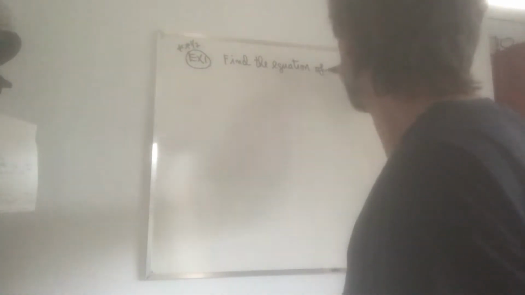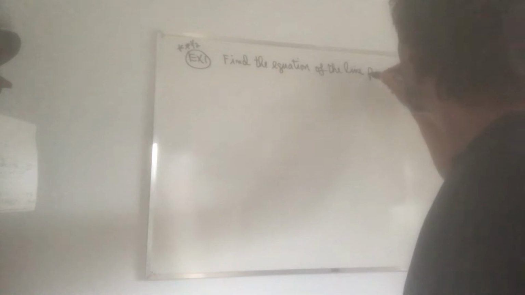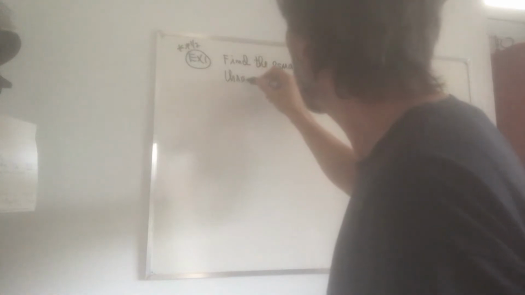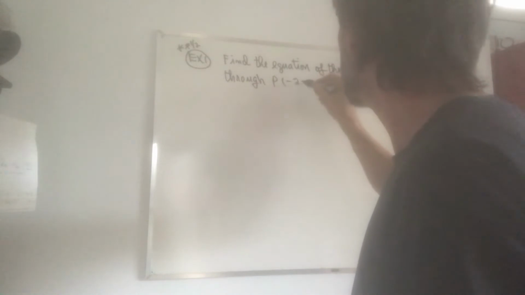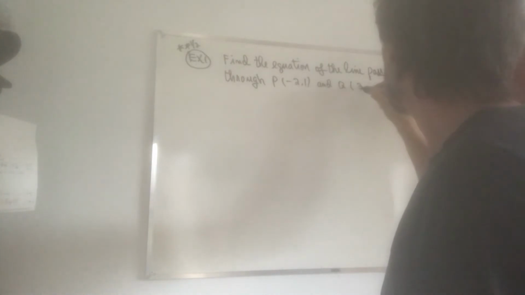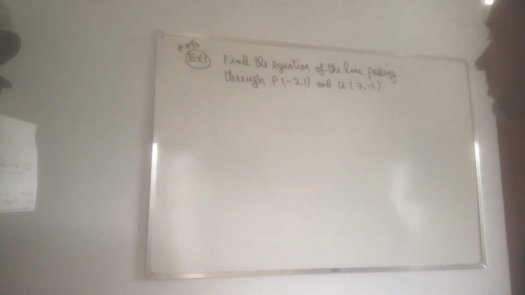So suppose that we have 2 points and we want to find the equation of the line through these 2 points. So find the equation of the line passing through the following 2 points. P shall be, I don't know, -2, 1, and Q shall be, I don't know, 3, -1. Find the equation of the line passing through these 2 points.